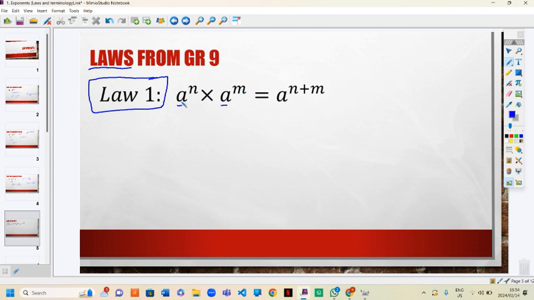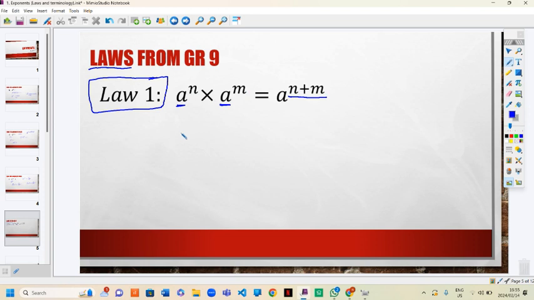When I have same bases, this is called a base, and this is your exponent. When I've got same bases, a and a, I'm going to add my exponents. I keep the letter a, whatever the base is, and I add the exponents: n plus m, because it's the same base.